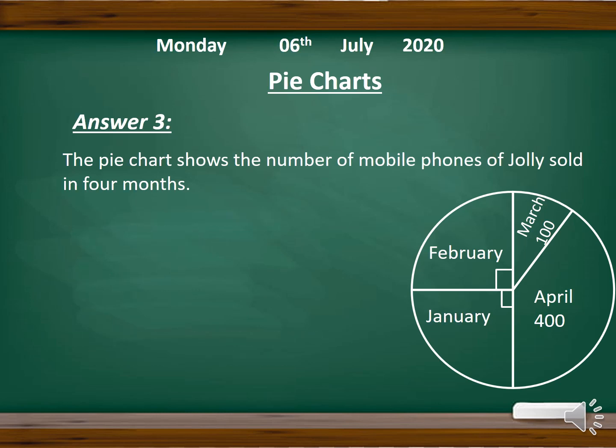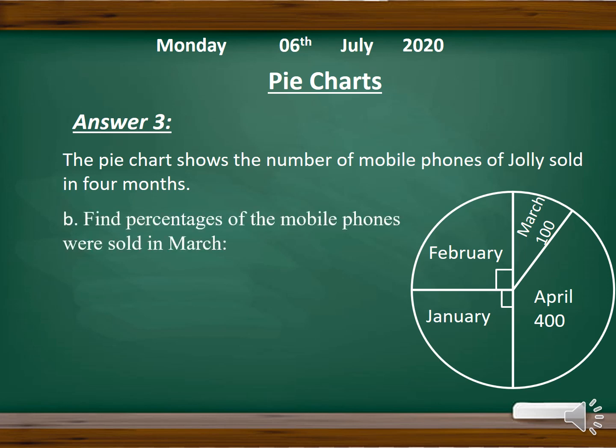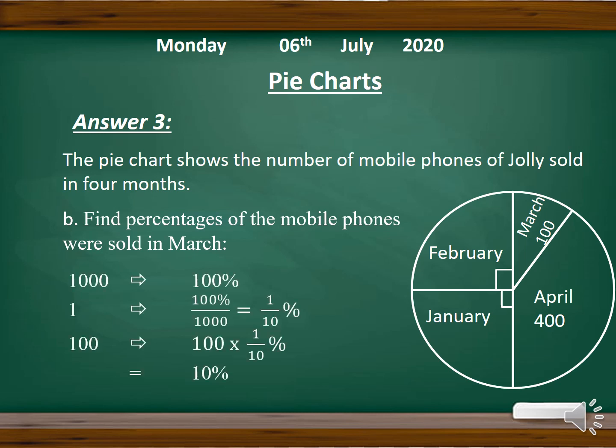Look at answer number 3 of letter B. Find the percentage of mobile phones sold in March. You know that in March sold 100 mobile phones. So you want to find the percentage of the mobile phones sold in March. You have to think about the mobile phones sold altogether in 4 months, or 4 months altogether is 1000. So we can say 1000 mobile phones here is 100%, because the whole pie chart here we can say 100%.